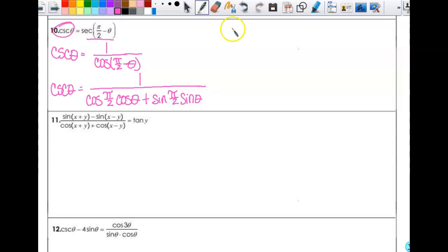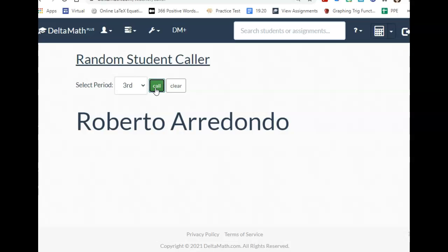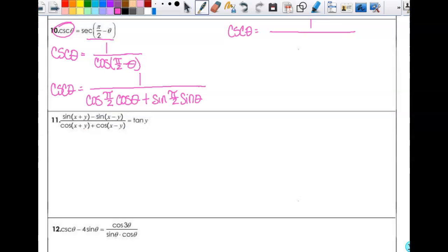All right, so cosecant theta equals, so I've still got 1 over, we want to simplify this, cosine of pi halves. Roberto, what is cosine of pi halves? You're giving me an angle. Cosine of pi halves. That's the angle. Where's pi halves on your unit circle? It's right there, right? So what's the cosine then?